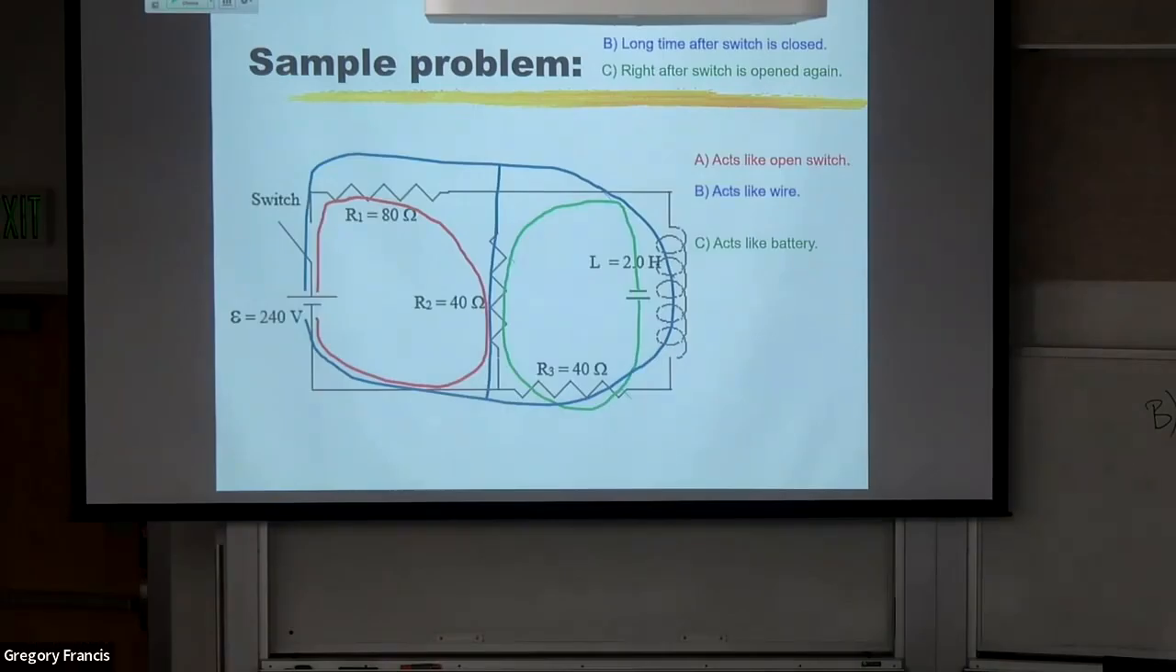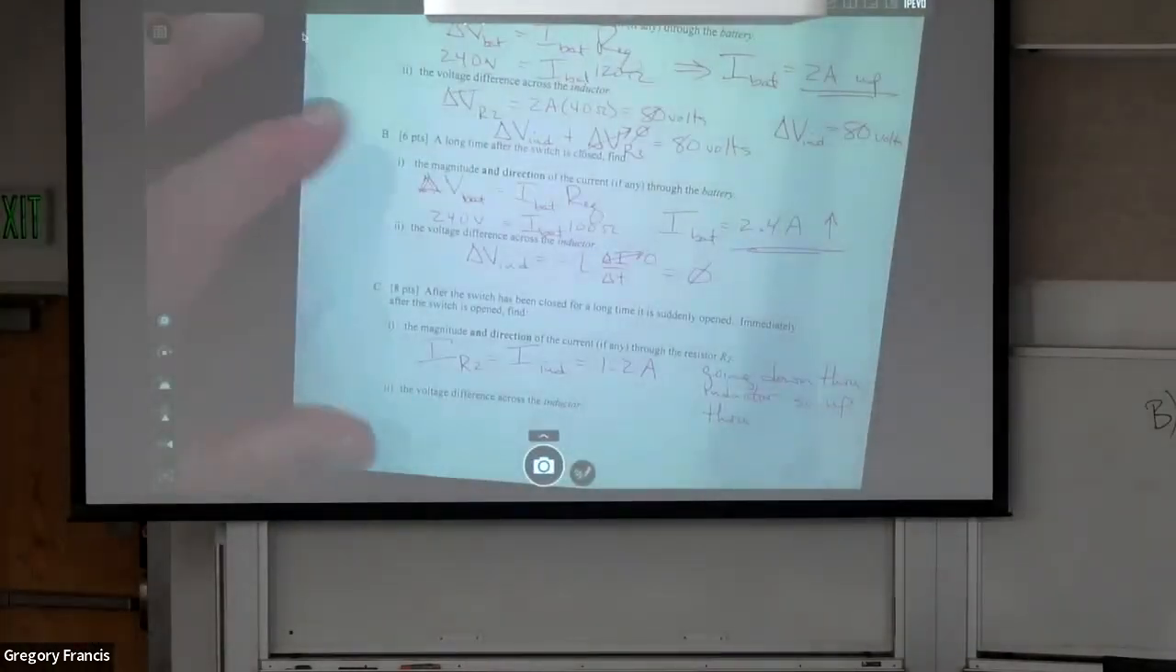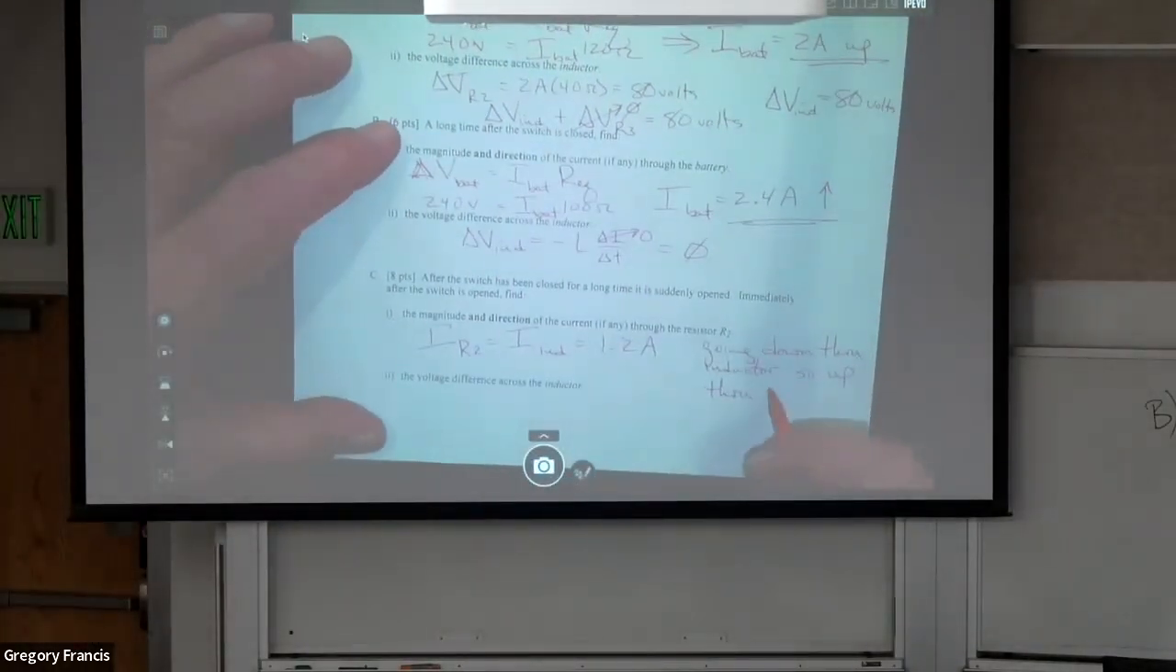I can find that current by just saying the current through R2 is equal to the current through the inductor, which is going to be 1.2 amps. And it's going down through the inductor. So up through R2.